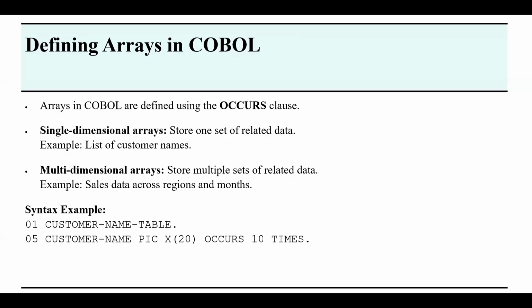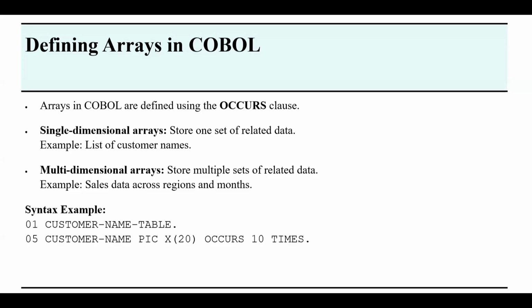Arrays in COBOL are defined using the OCCURS clause. The OCCURS clause is new for us, so I'm putting more emphasis on it. There are two types of arrays, as we all know: single-dimensional and multi-dimensional. Single-dimensional arrays are simple lists, such as a list of customer names.